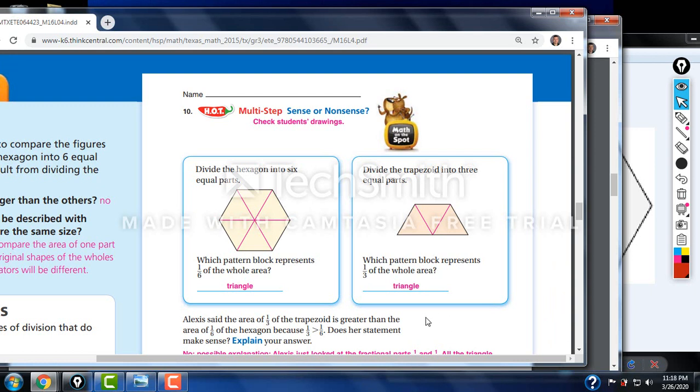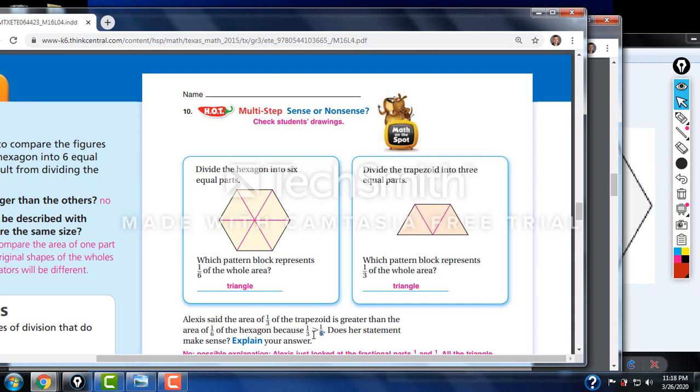And the answer is no. It doesn't make sense, because Alexis is only looking at the fraction here. When you look at the fraction, this whole here, the 3, which is this one here, is not equal to the whole here, the 6, which is this one here. You're not looking at the figures or the triangles, you're looking at the fraction only. And when you look at the fraction only, it does not make sense.